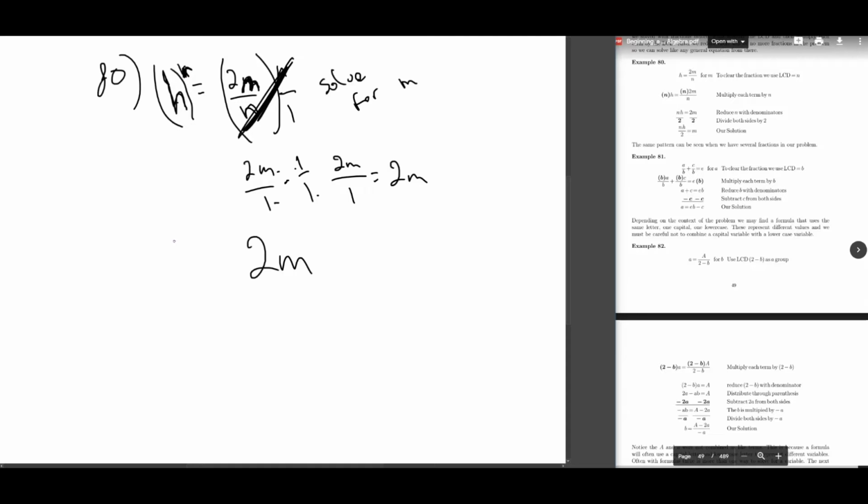Here, h times n equals hn. Now, to isolate the m, we divide both sides by 2. And I get h n over 2 equals, cancel that, m. We have solved the problem. We have solved for m.